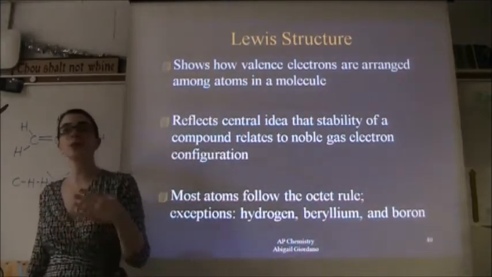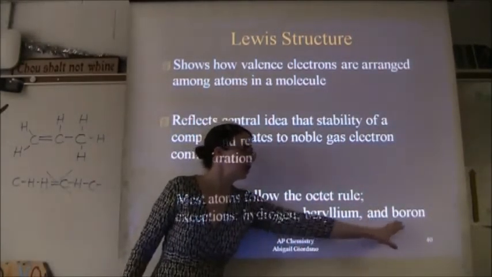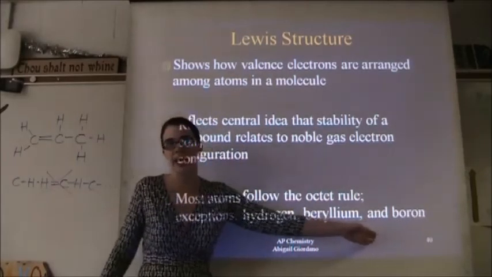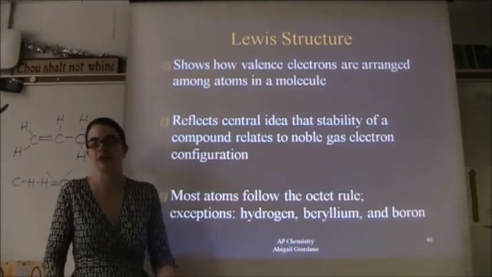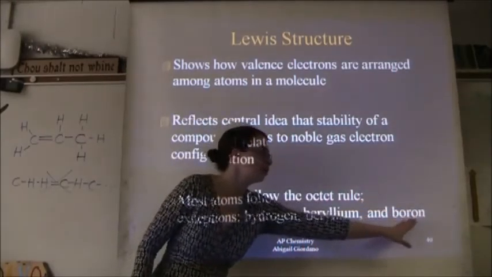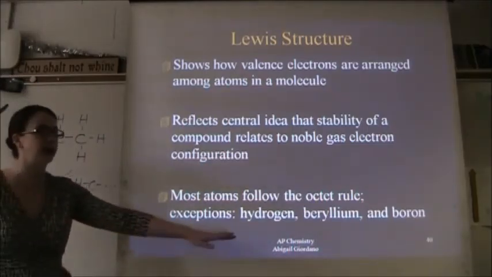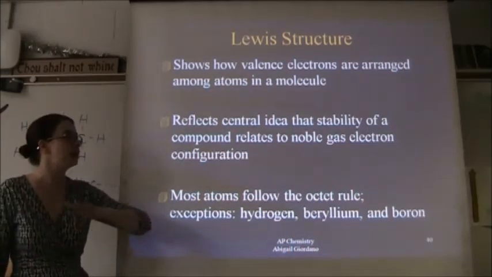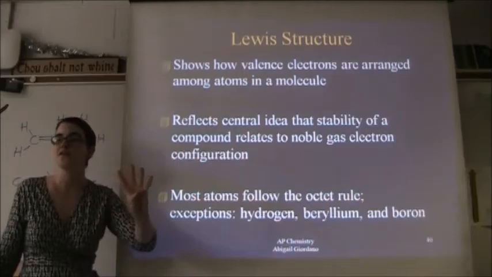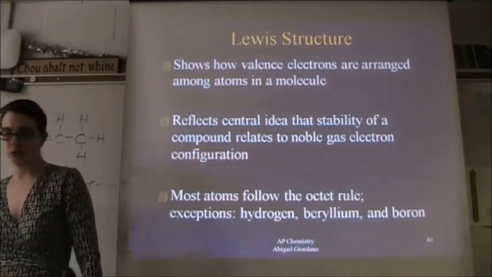Boron will have 3. It's not that these 2 elements couldn't support 4 pairs. They can. They just don't. Okay. Beryllium will have 2. Boron will support 3 pairs. But every other element we come in contact with is going to have 4 pairs around it. It's going to obey that octet rule.